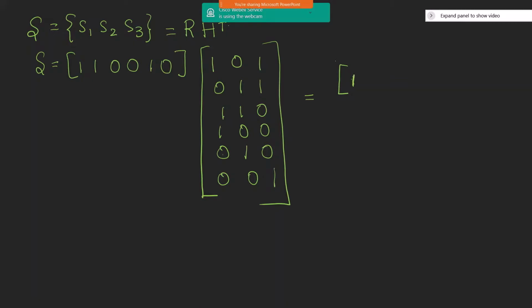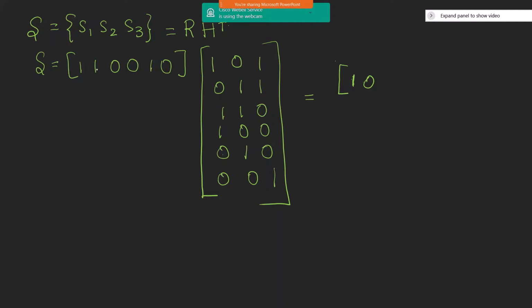So this is 1. And the second column: 1 into 0 is 0, 1 into 1 is 1, 0 into 0, 0 into 1 is 0, 0 into 0 is 0, 1 into 1 is 1, 0 into 0 is 0, 1 plus 1 is 0. So please remember this. You need to do the modulo 2 operation of all the arithmetic that is happening over here: modulo 2 addition, modulo 2 multiplication. You have to keep this in mind.